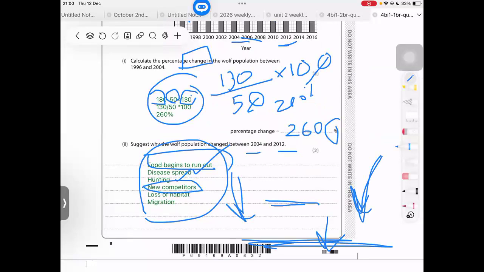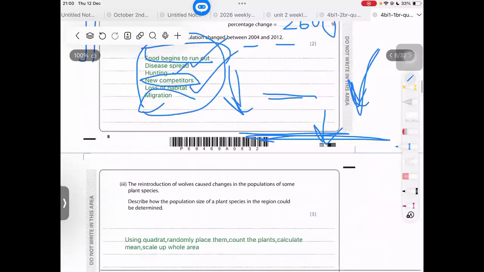And also sometimes it might be because they have lost their habitat, or due to a change in the temperature or some other change in environmental factors, they might have migrated. Those might be the reasons. So if you have written any sensible answer, you can get 2 marks for that.